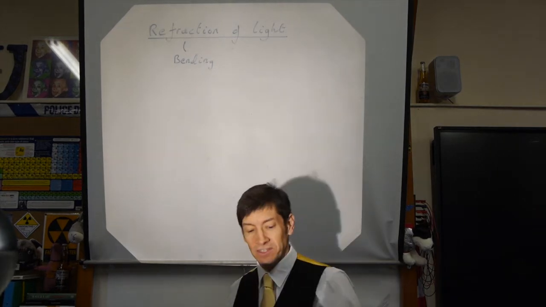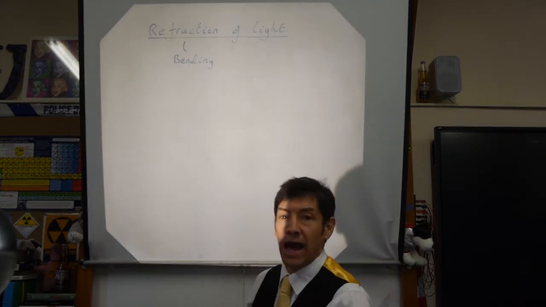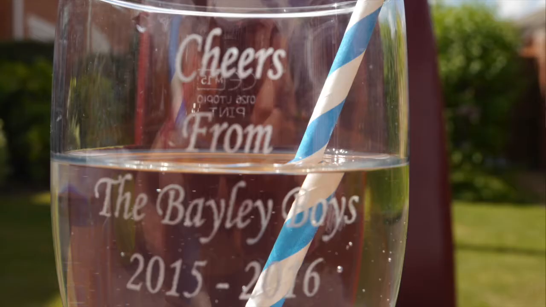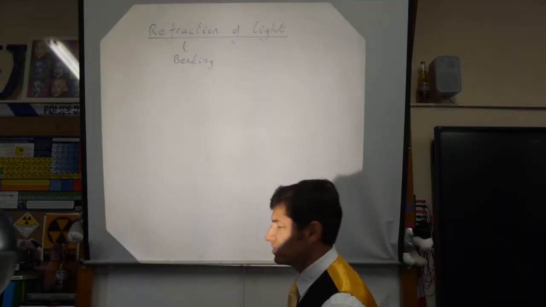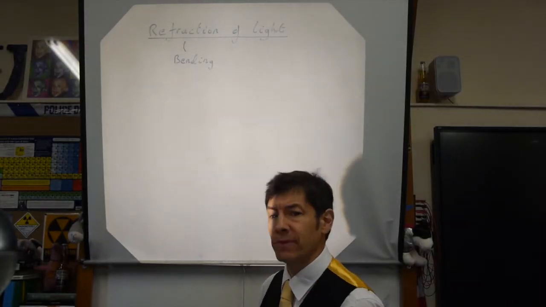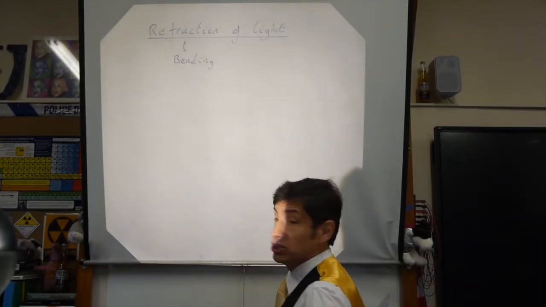Now, you know about this. You've seen it before. Have you ever put a straw into a drink or a glass of water and looked at it, and it looks weird? It looks sort of broken or bent. And actually, if you look closely, the straw in the water looks wider, sort of magnified as well. Something weird going on, and that is caused by refraction.